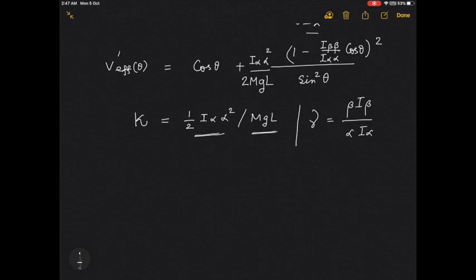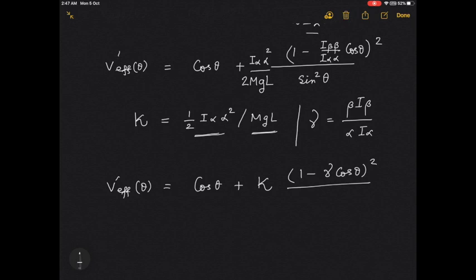And if I do that, I can now define V effective theta prime as, see how simple it becomes, cos theta plus kappa times 1 minus gamma cos theta, whole squared, by sine squared theta.